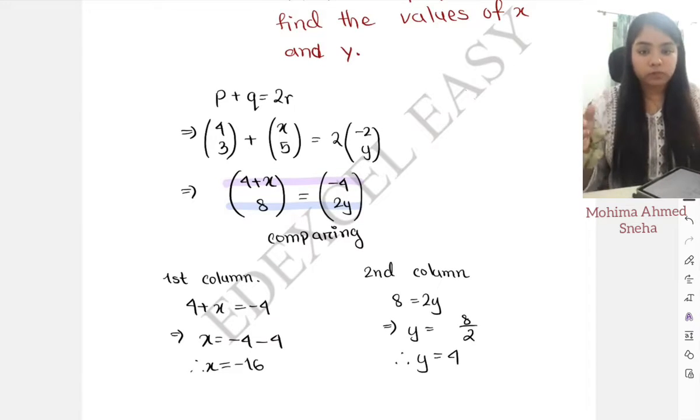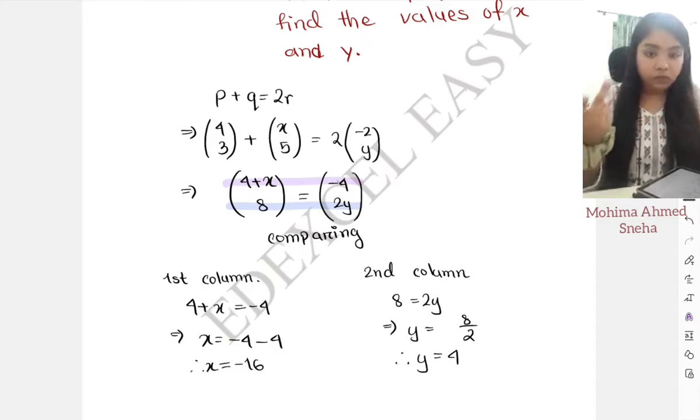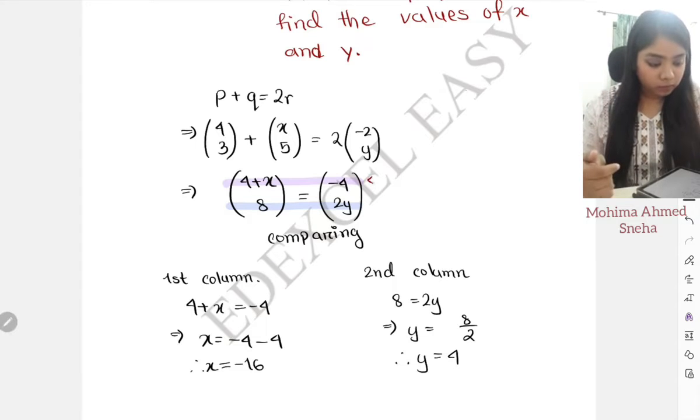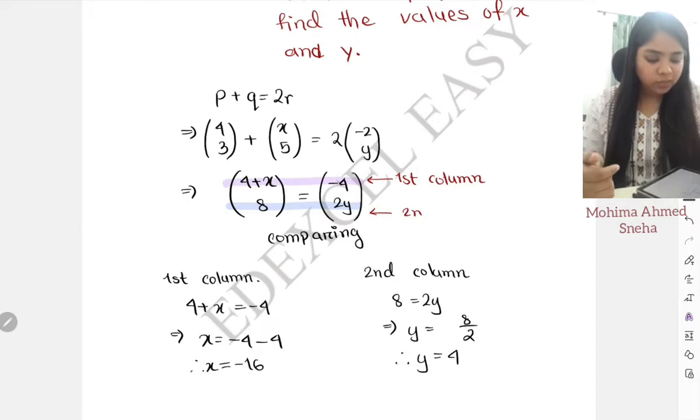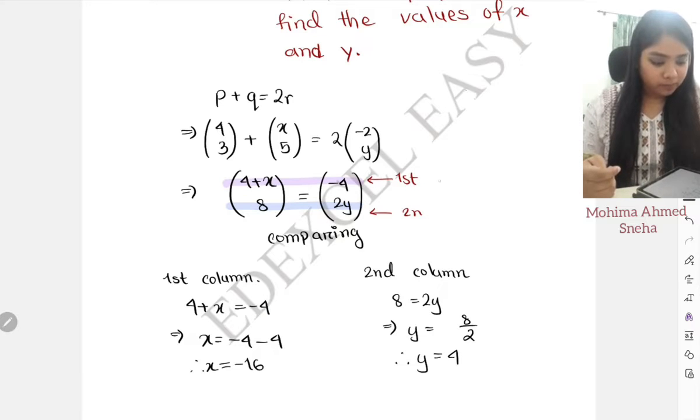You just input the values of your corresponding vectors into the equation and then you compare the two columns over here. I'll just write it down over here. This is first column and this is second column. Usually they're not columns, they are rows over here. Sorry, I made a mistake because columns are the vertical ones, right? So, first row or second row.